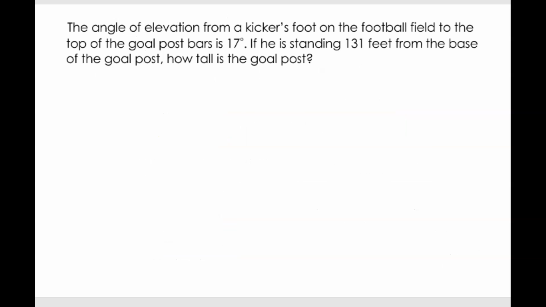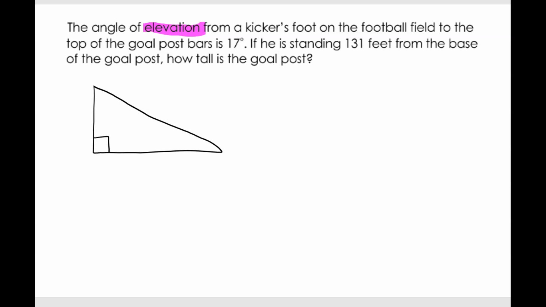All right, so here are the real life scenarios. There are no pictures, so you're going to have to draw them. First one says the angle of elevation from a kicker's foot on the football field to the top of a goalpost is 17 degrees. So I'm going to draw my right triangle looking like this.